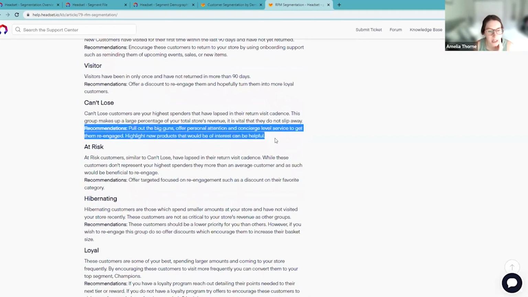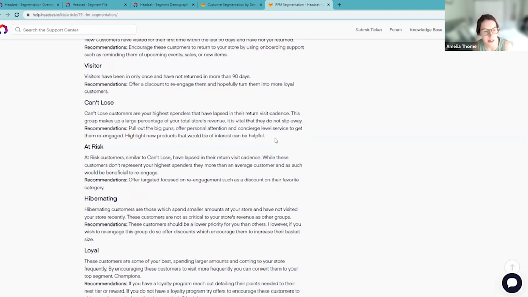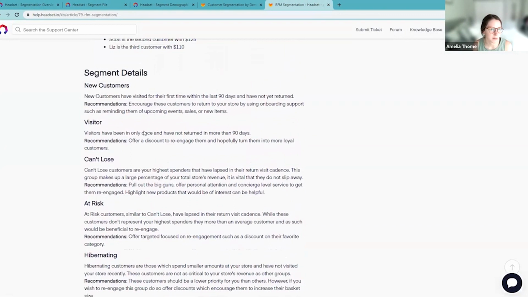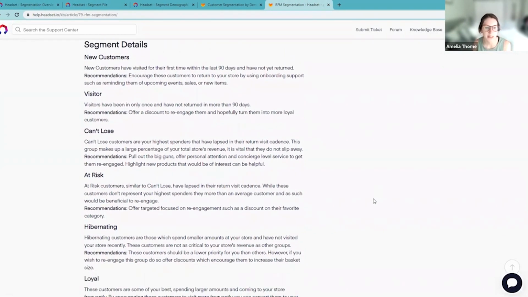We also give recommendations on how best to target each one of these segments if you are building a marketing strategy. So that's a little bit of an overview. And to build out this story, I'm going to focus on one segment in particular, and that's going to be Cannot Lose. So the Cannot Lose customer, if we refer back to our help article here, are highest spenders that have lapsed in their return visit cadence, but they make up the largest percentage of our store's total revenue. And so it's really vital that they don't slip away.